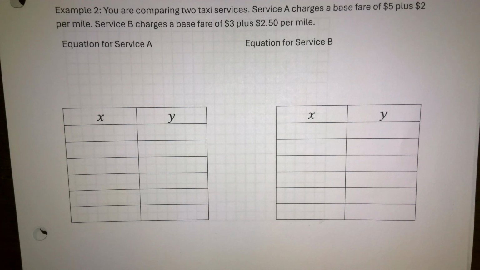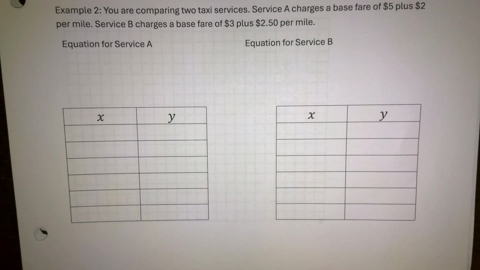All right, we're going to go ahead and take a look at example 2 on lesson 3.5. This is systems of equations. And here we're going to compare two taxi services. Service A charges a base fare of $5, and then it's $2 per mile, where service B is $3 for the base fare and $2.50 per mile.